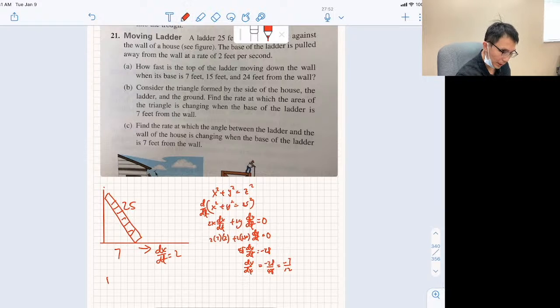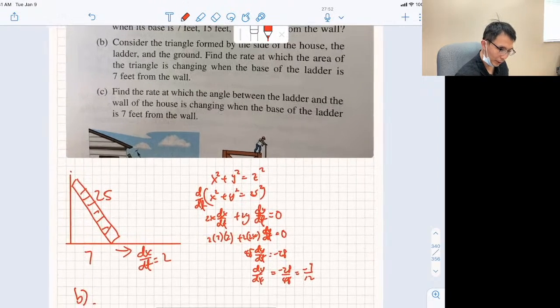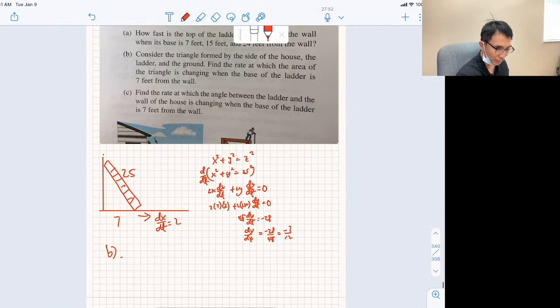Okay, B, what does B say? Consider a triangle formed by the side of the house, the ladder, and the ground. It doesn't have actual application to it. It's just purely for fun. They want to find this area, which is totally ridiculous. But it was fun. It's okay. We can do this. It's just like question 3 on yesterday's homework.